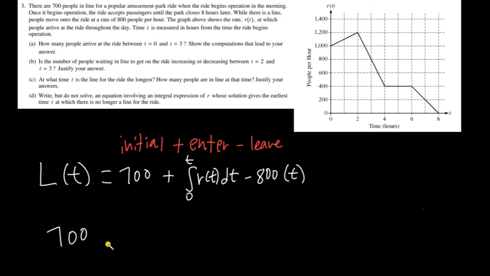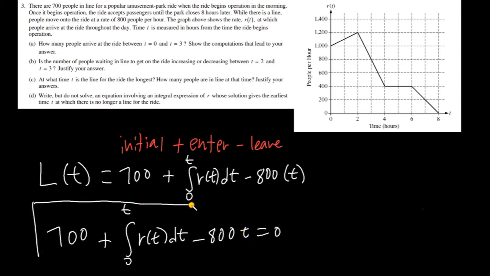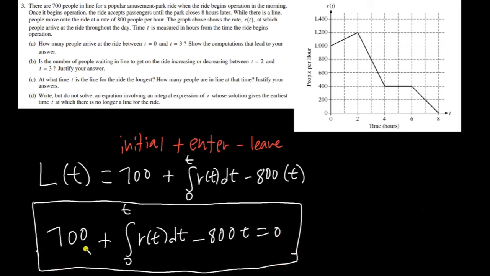So 700 plus the integral from 0 to t of r of t minus 800t equals 0, right? And that's actually it. This is an integral expression, an expression with an integral in it. It's an equation, and we can solve this to get the value of t where there's no longer a line for the ride. Okay? That's part D. This was a 3-point question. 1 point for the 800t part, 1 point for the integral part, 1 point for putting it all together in this final answer. That concludes question number 3.